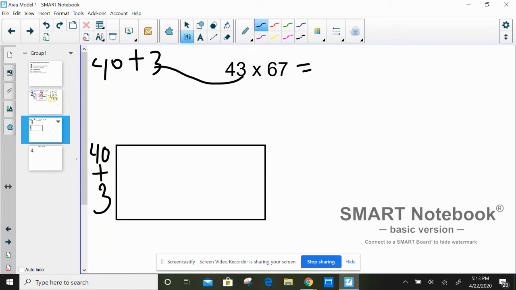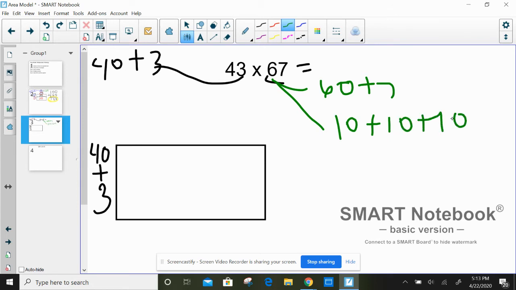Okay? And then you're going to do the same thing with 67. So 67 would be 60 plus 7. Now, there are other ways to break this up. You could really break this up as 10 plus 10 plus 10 plus 10 plus 10 plus 10. That's 60, right? Plus 7. That doesn't feel very efficient, does it?